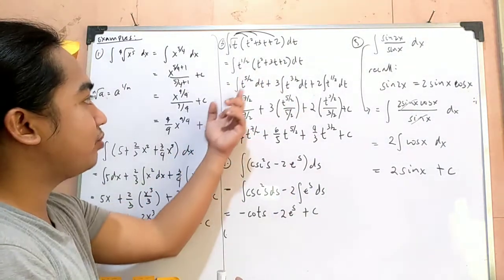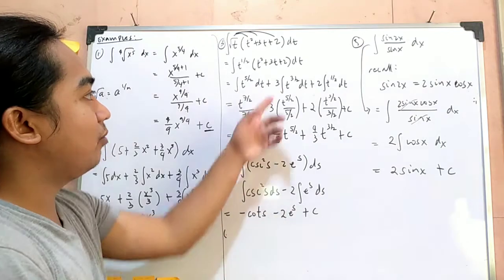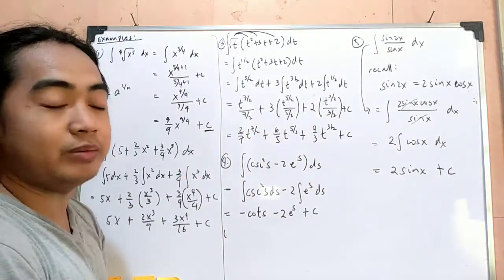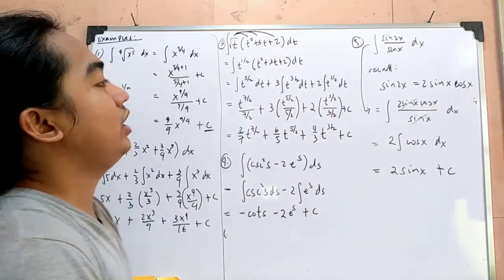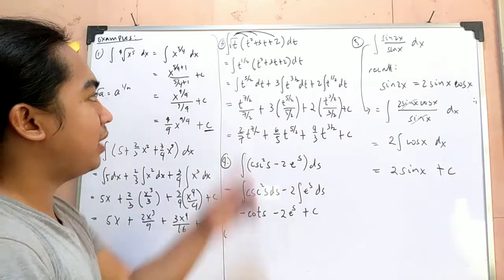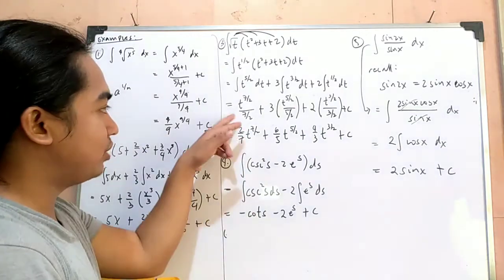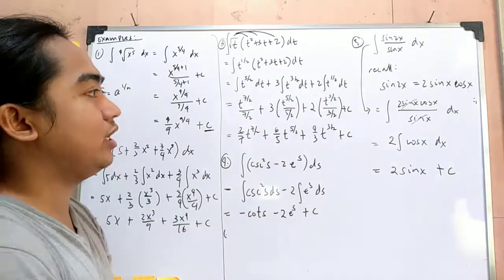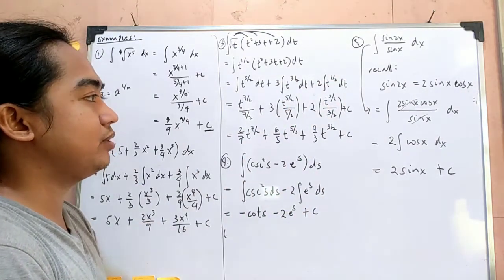So, we'll have the integral of t raised to 5/2 dt plus, yung 3 labas na natin, t times t raised to 1/2 is t raised to 3/2 plus t raised to 1/2. Integral ng t raised to 1/2. So that, again, 5/2 plus 1 is 7/2, over 7/2, plus 3 times t raised to 3/2 over 3/2, plus 2 times t raised to 1/2 over 1/2, plus c.